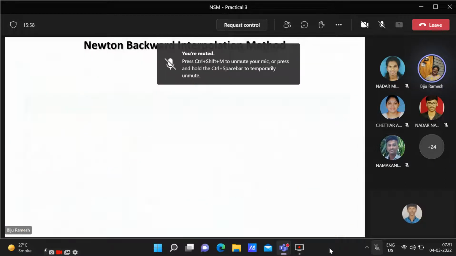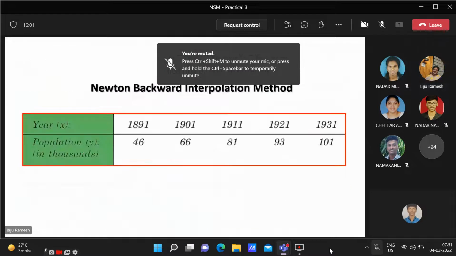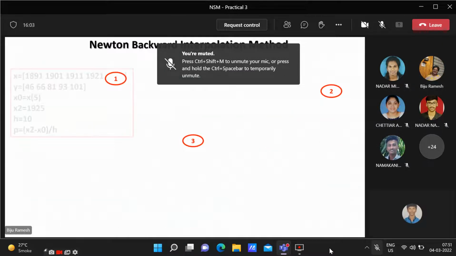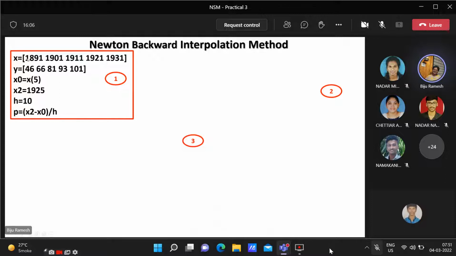So this is your Newton forward. First we initialize the x values, we initialize the y values. Then we'll be storing the initial value for applying the P formula. What is the formula of P? How will you calculate P? X minus x0 by h. What is this x? The new value for which you have to find the population.